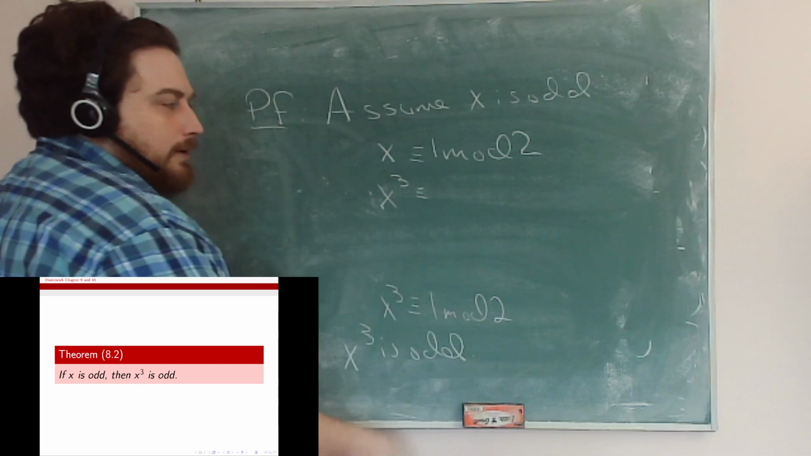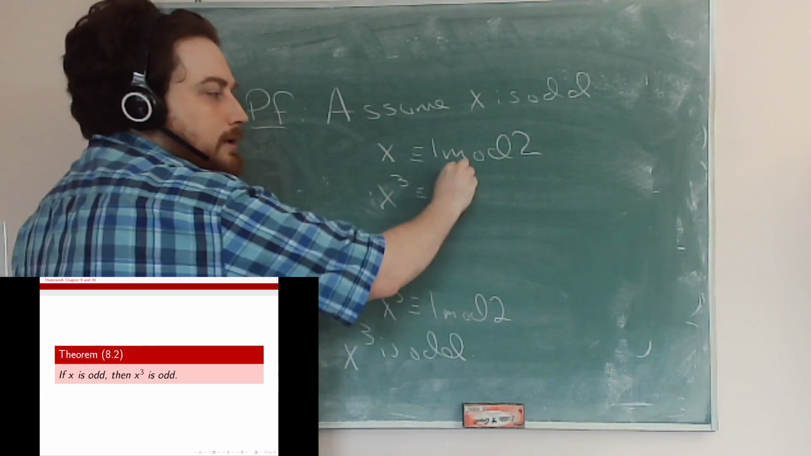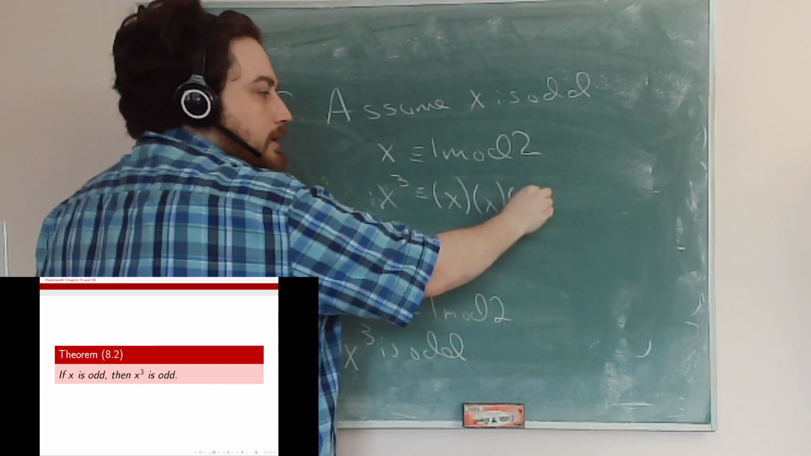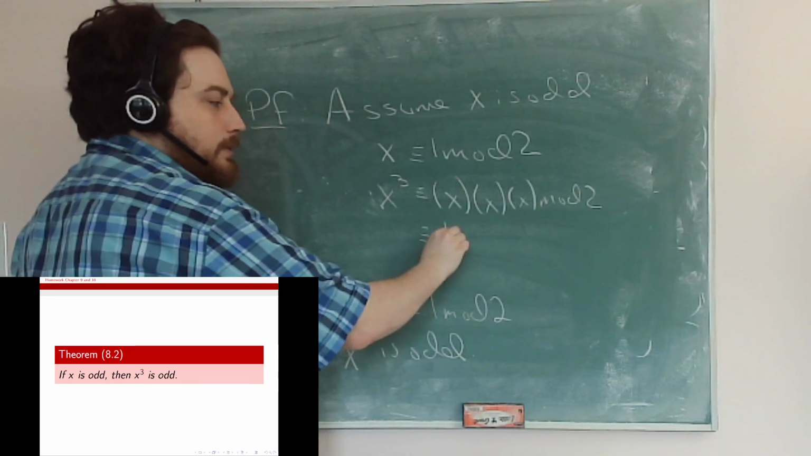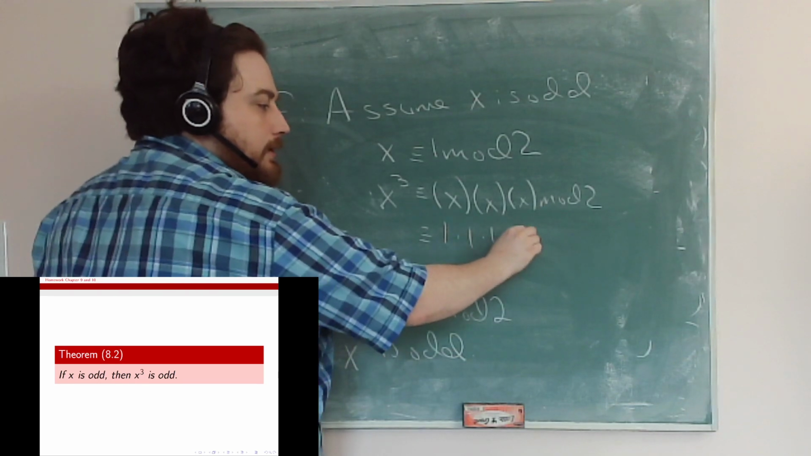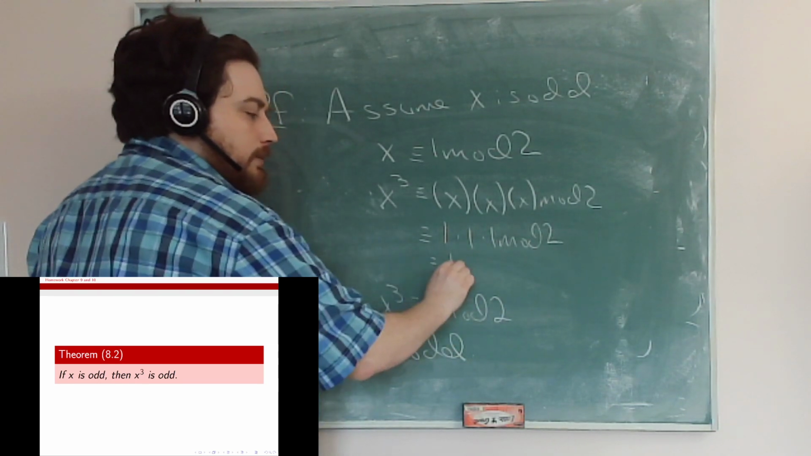In particular, what that means is that x cubed is x times x times x mod 2. Therefore, this is 1 times 1 times 1 mod 2, which is just 1 mod 2.